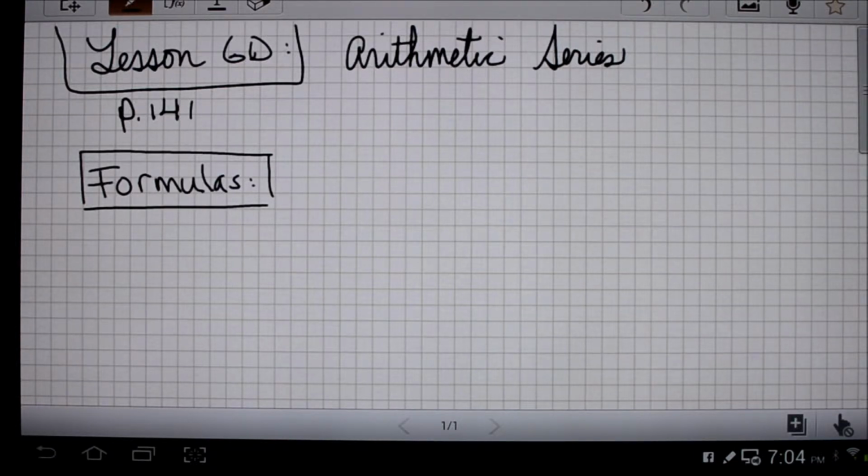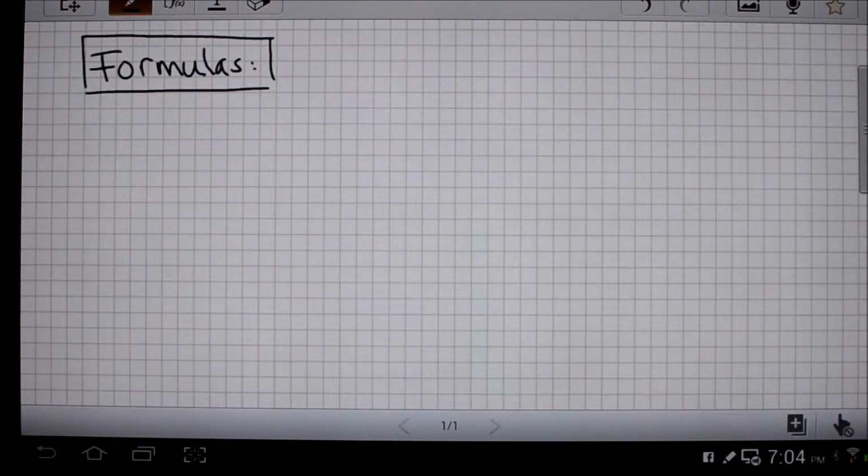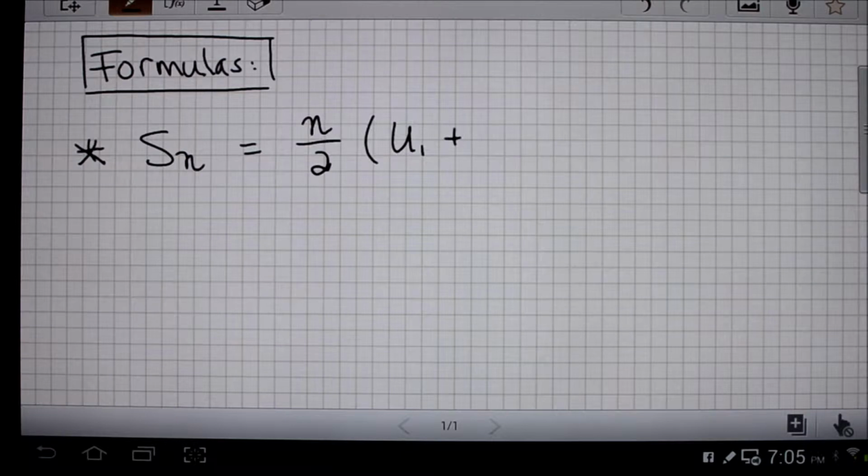So formulas. The 2 formulas they give you in this lesson are: S_n, the sum of the first n terms. So it might be the sum of the first 3 terms, or the first 10 terms, or the first 100 terms. So that's what that means. The sum of the first n terms equals n divided by 2 times, in parentheses, the first term plus the nth term. So if it's the sum of the first 10 terms and you know the 10th term is 60, then you would plug in a 60 right here.